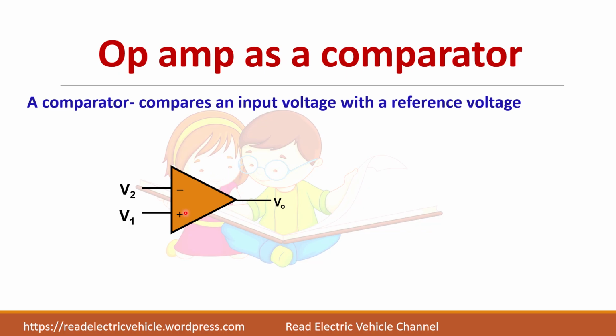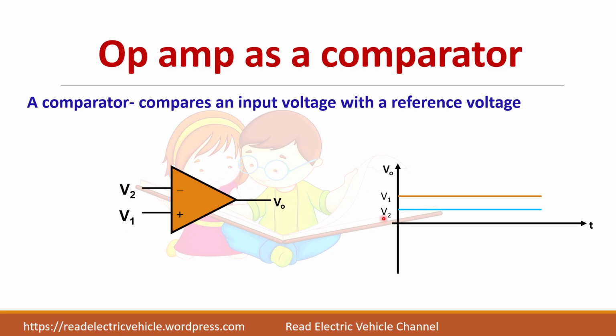So in a comparator, the input signal will always be compared with the reference signal. These two signals can be AC or DC. Here I have taken both as DC signals, so V1 and V2 are both DC signals. In a comparator, when the voltage connected to the plus terminal is more, the output will be high. If the voltage connected at the negative terminal is more, the output will be a low value.